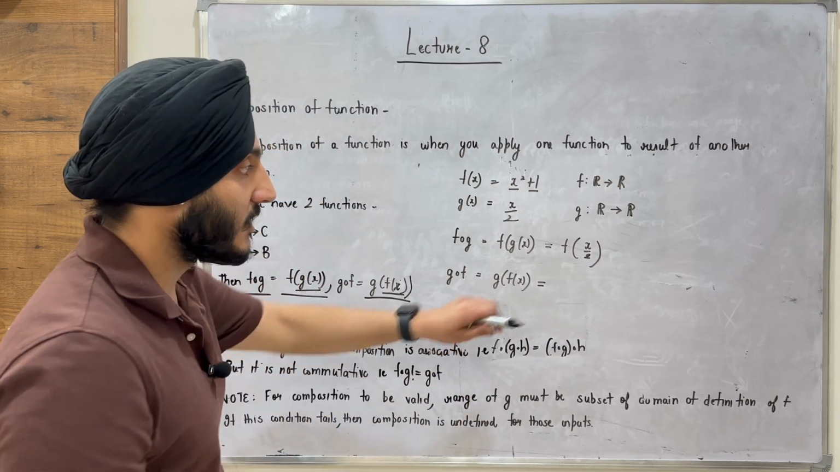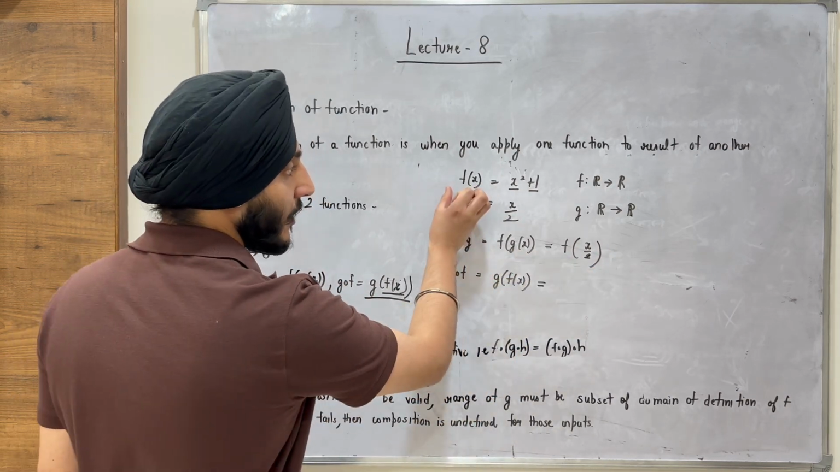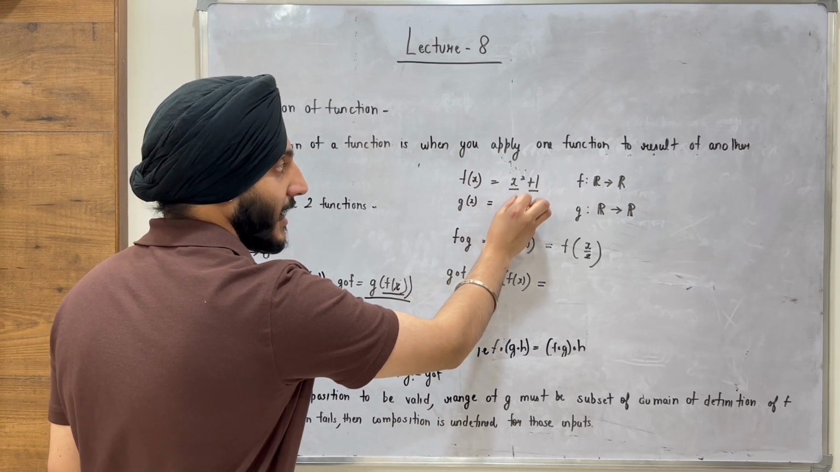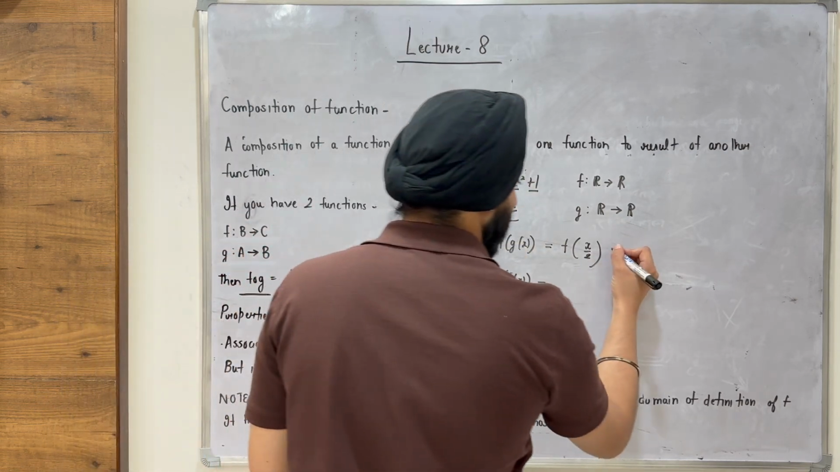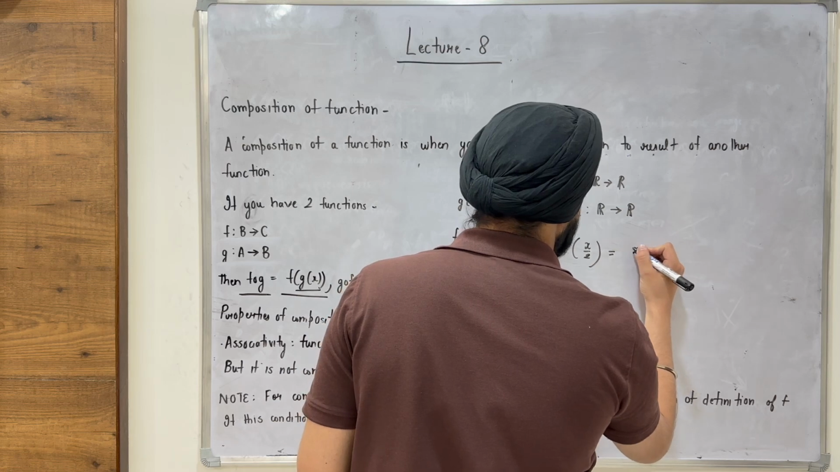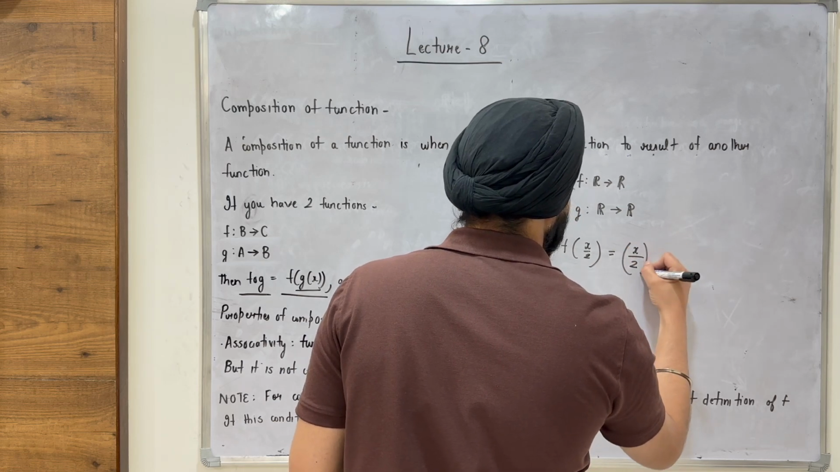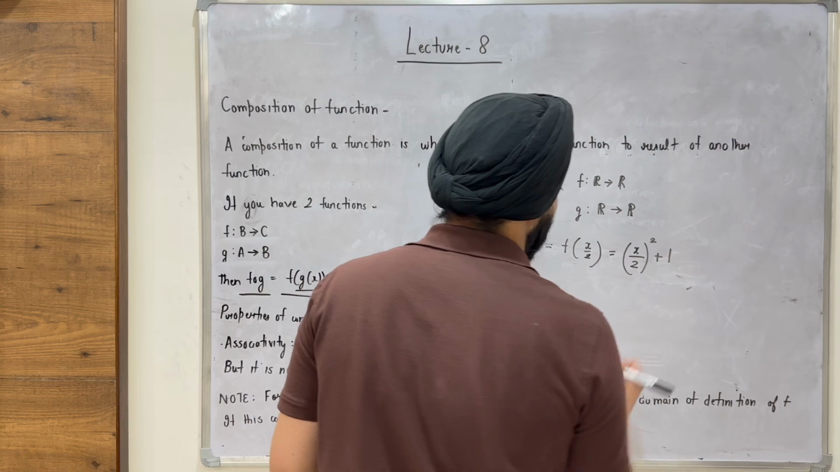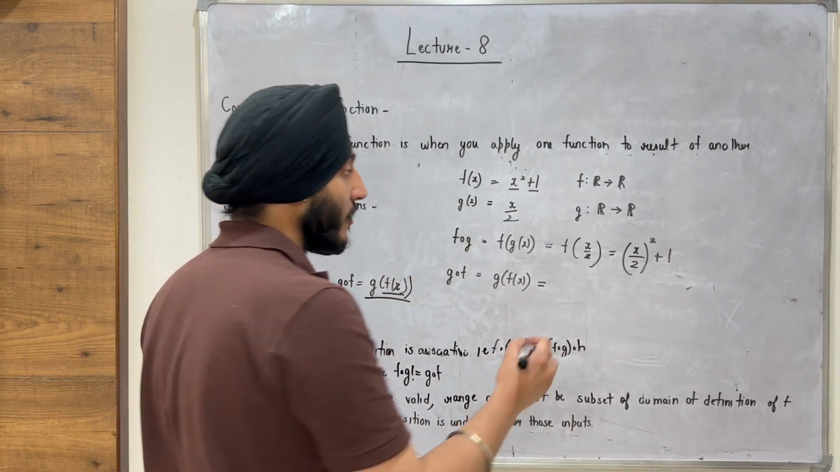Let's try to understand this once again. Whatever value I input into this function, it does the square of it and adds a 1 to it. So this is going to square the value and add a 1 to it. So this is the final answer of what is FOG: (x/2)² + 1.